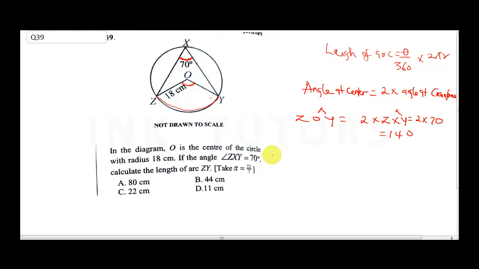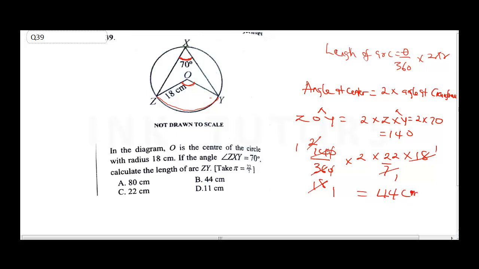Now, we can find the length of our arc, which is 140 over 360 times 2 times pi, which is 22 over 7, and our radius is given as 18 cm. To reduce this, 0 cancels out 0, 7 here is 1, 7 into 14 gives us 2. So you have your 2 here, it's 1, 2 into 36 gives us 18, 18 here is 1, 18 here, cancel out. So we have 2 times 22, which gives us 44 cm. So our final answer here is B.